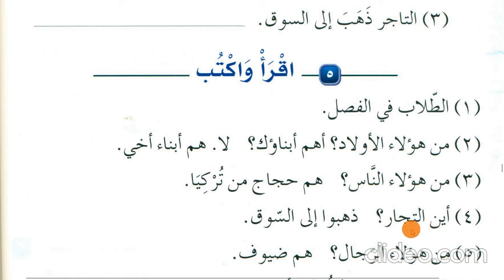Aynat tujjar? Where are the merchants? Zahabu ila souk. They went to the market. Man ha'ula irrijal? Who are these men? Hum duyuf. They are guests. Al-fallahuna fil hukuli wa abna'uhum fil madrasa. The farmers are in the field and their sons are in the school. Aina tullabul judud? Where are the new students? Ba'duhum fil fasli wa ba'duhum indal mudir. Some of them are in the class and some of them with the headmaster.